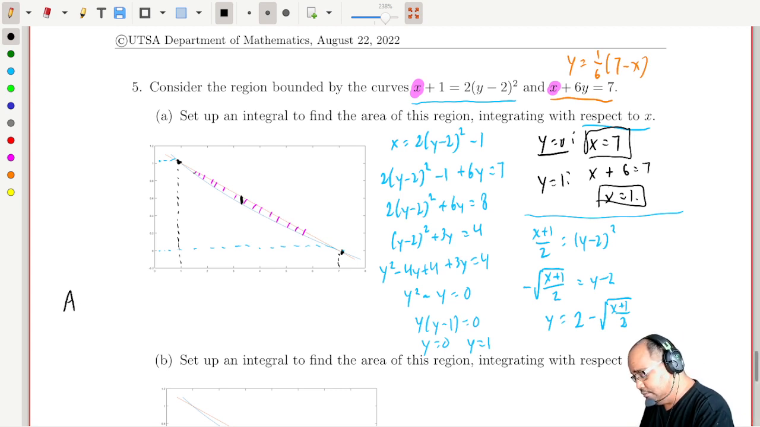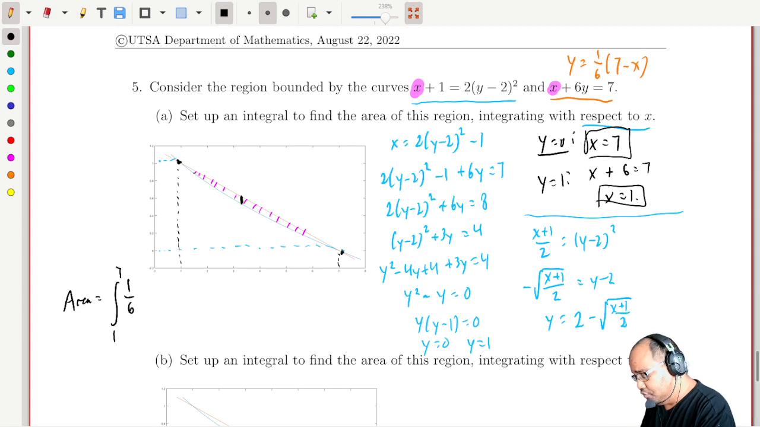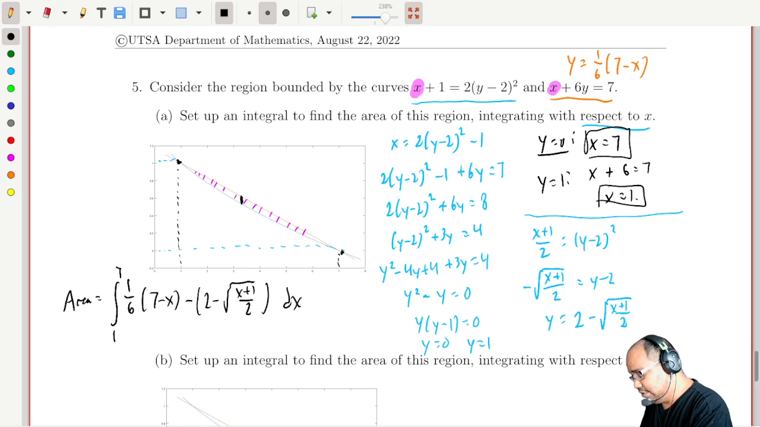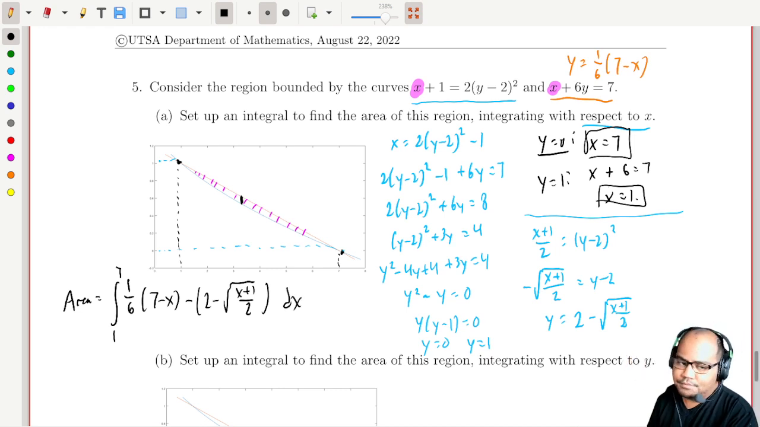So the area here, represented as one single integral from 1 to 7. Again, we're integrating with respect to x. Okay. So we're going to do top minus bottom, so orange minus blue. That's line minus parabola. So 1 over 6 times 7 minus x, and then minus 2 minus the square root of x plus 1 over 2 dx. So it's one integral, but it looks a little messy.